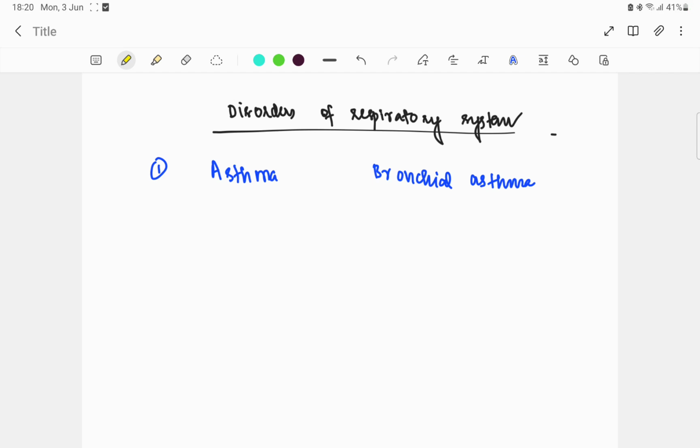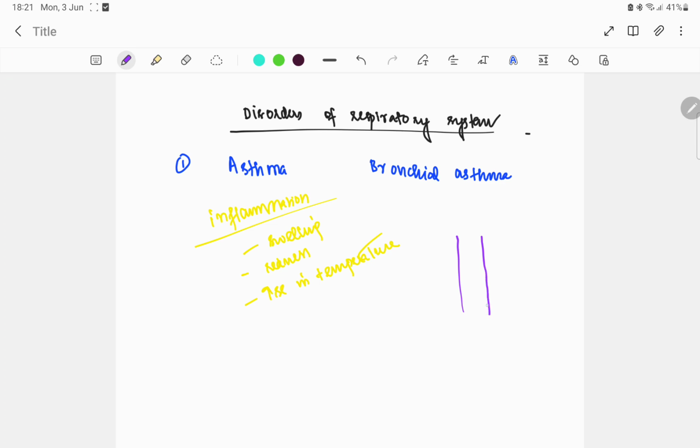Now we're going to see the disorders of the respiratory system. The first one is asthma. Usually we'll call it bronchial asthma because it affects the bronchi and bronchioles of the lungs. Here it causes inflammation. So what are the signs of inflammation? Inflammation means swelling, or redness, or a local increase in temperature. These are the signs of inflammation.